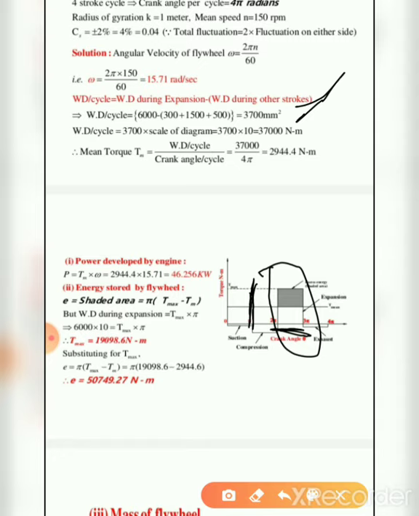This way we can directly find the value of T max, because the work done during expansion is already found and given to you as 6000 into 10, the scale given to you, equal to T max into pi. So we can directly find the value of maximum torque. After finding it, we put that value into the next equation, E equal to pi into T max minus Tm. So we can directly find the energy stored by the flywheel.